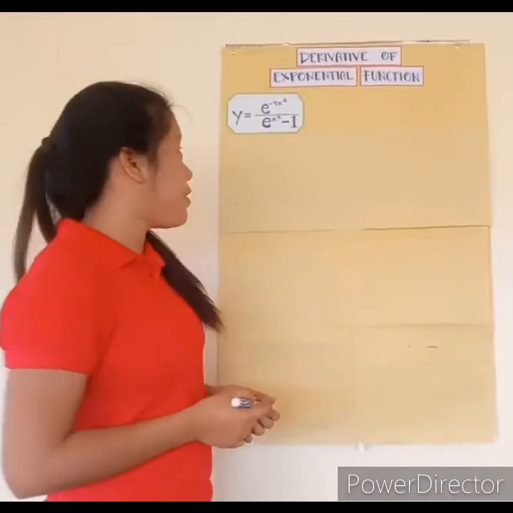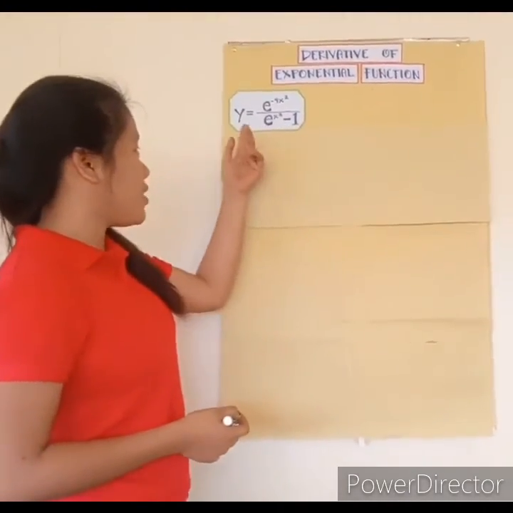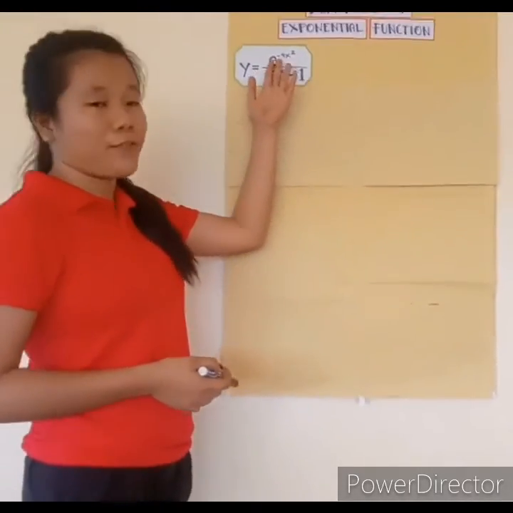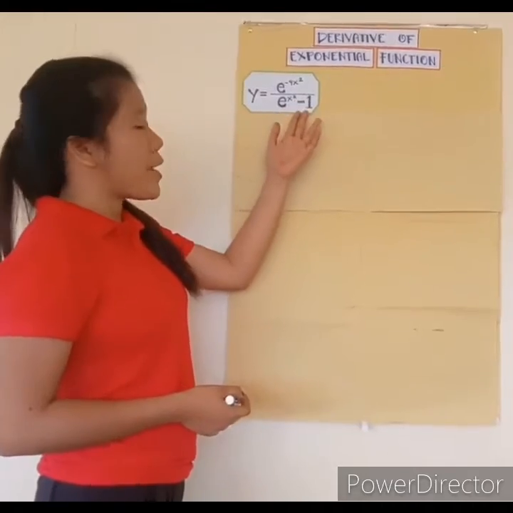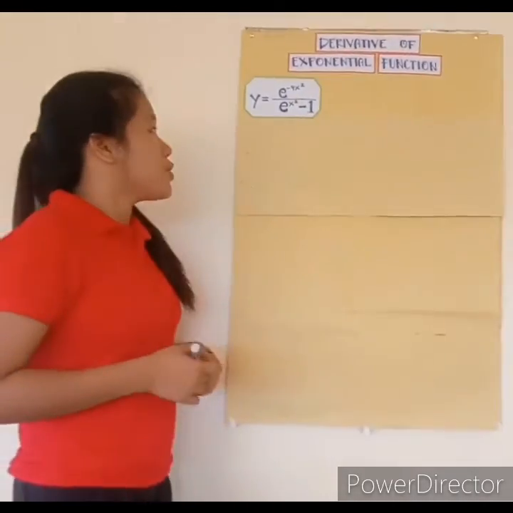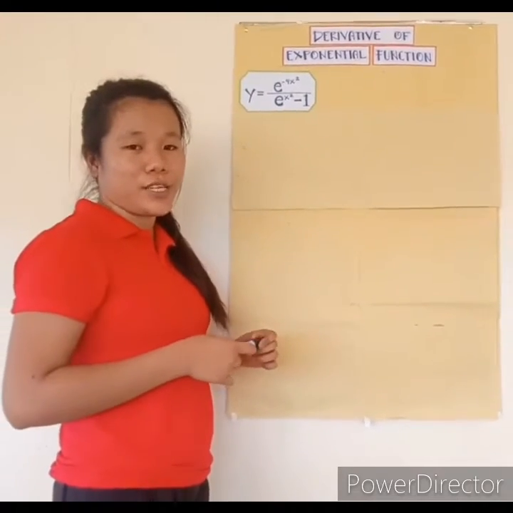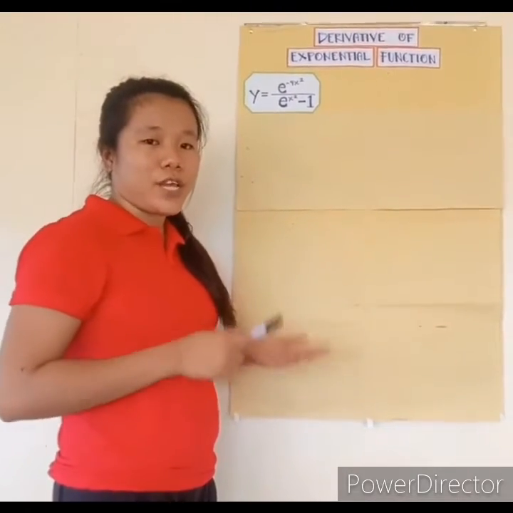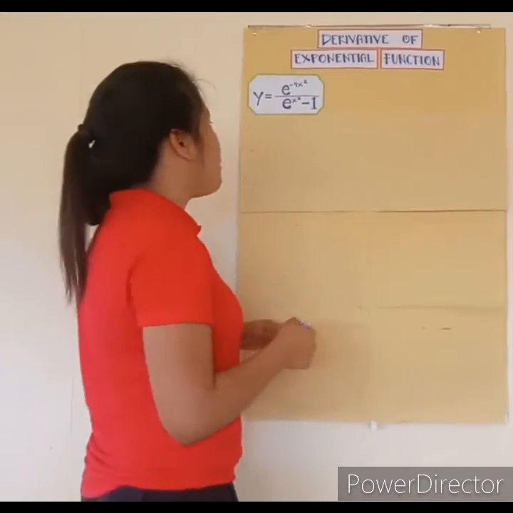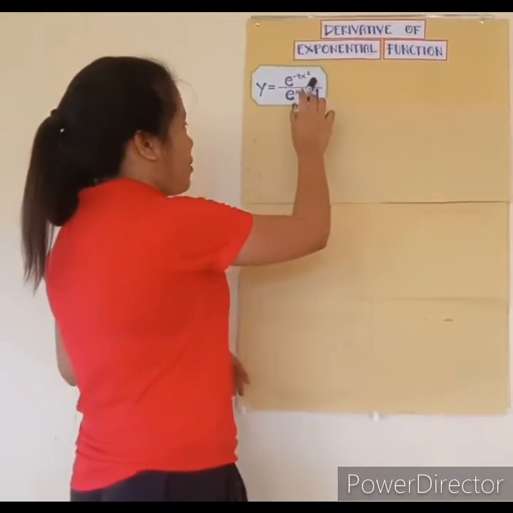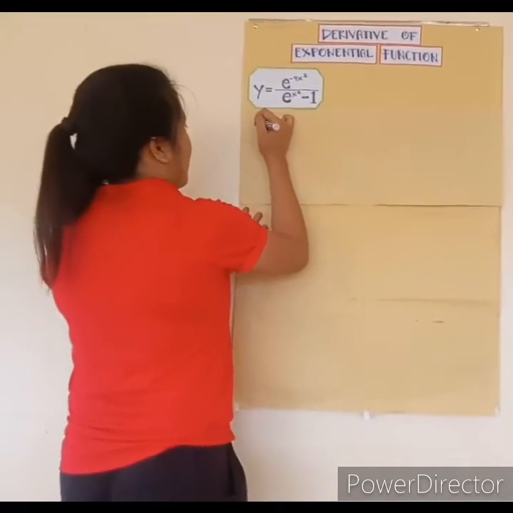And now we have here an example of the derivative of an exponential function, where our equation is y is equal to e to the power of negative 4x squared over e to the power of x squared minus 1. In order to derive this problem, we need to use the quotient rule, which is f derivative times g minus g derivative times f, over g squared, where our f is the numerator and our g is the denominator. So, let's derive this equation.